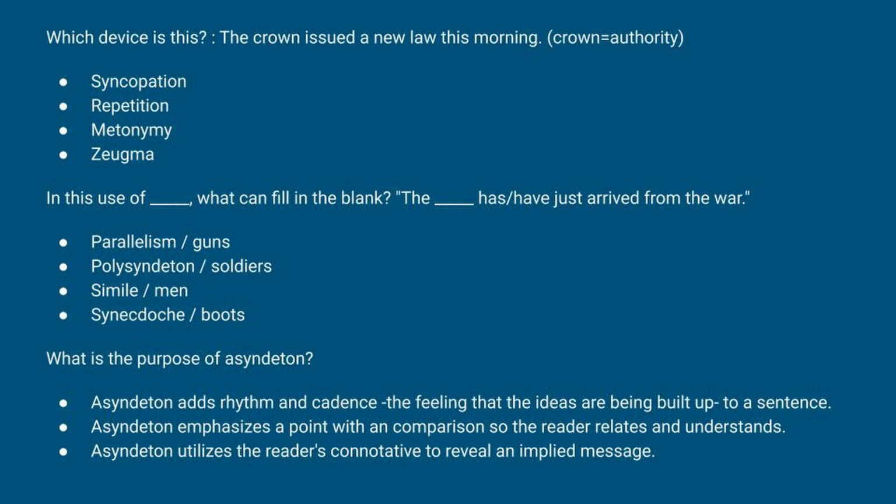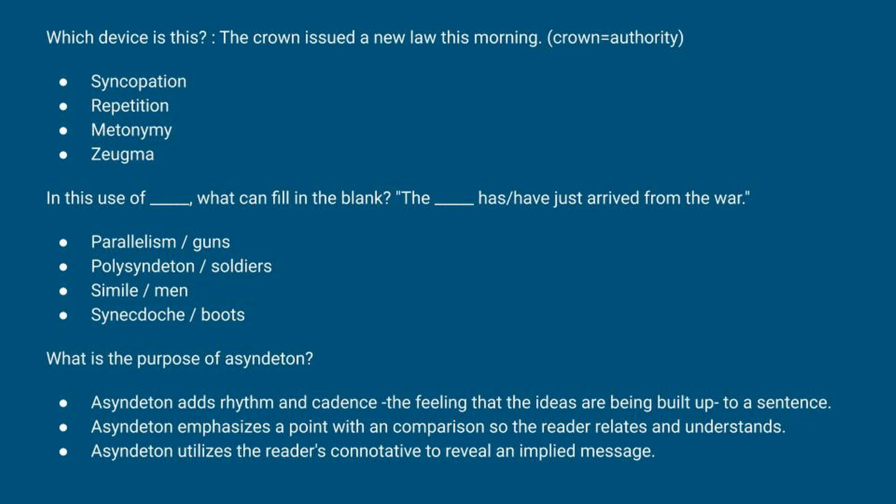Question 3. Which device is this? Pretty simple, I think. "The Crown issued a new law this morning." Crown equals authority. Syncopation, repetition, metonymy, and zeugma. Next, in this use of blank, what can fill in the blank? "The blank have just arrived from the war." Parallelism guns, polysyndeton soldiers, simile men, synecdoche boots.